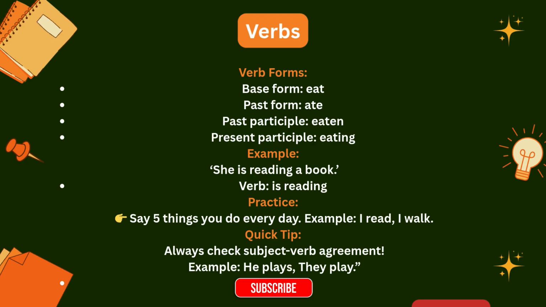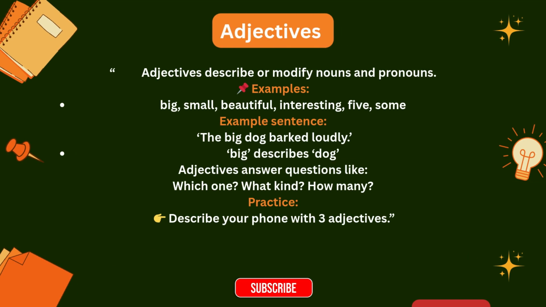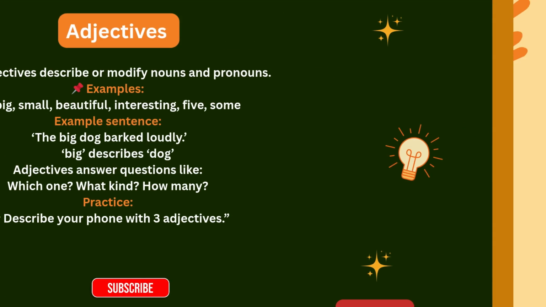Quick tip: always check subject-verb agreement. Example: he plays, they play. Adjectives. Adjectives describe or modify nouns and pronouns. Examples: big, small, beautiful, interesting, 5, some. Example sentence: the big dog barked loudly. Big describes dog. Adjectives answer questions like: which one? What kind? How many? Practice. Describe your phone with 3 adjectives.